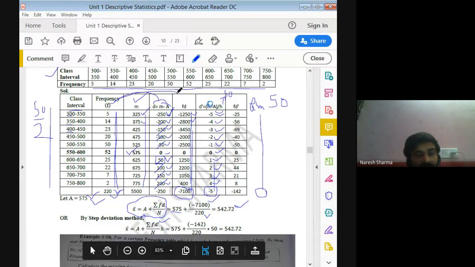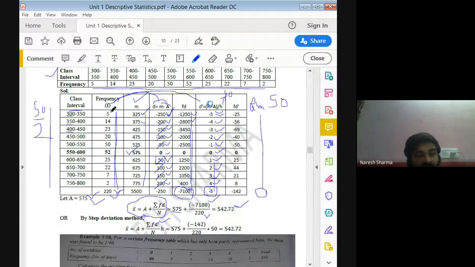So multiply f into d dash, you get minus 5 into 5. This we particularly use when you prefer manual calculation. Manual calculation requires small quantities. So that's 5 into minus 5, 25. You can easily calculate manually. 14 into 4 is minus 56. 23 into 3 is minus 69.